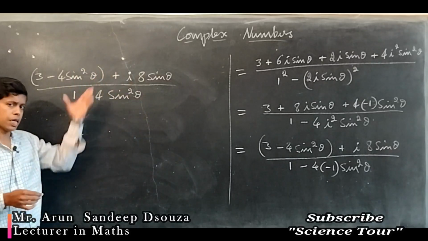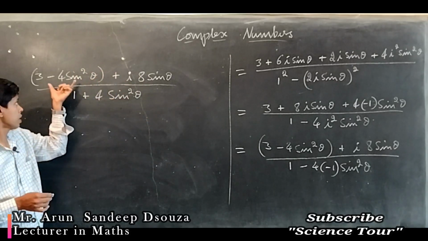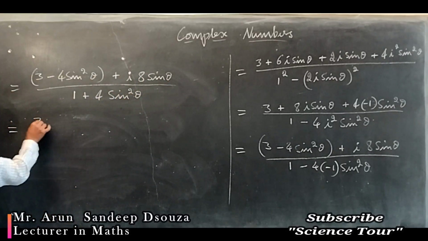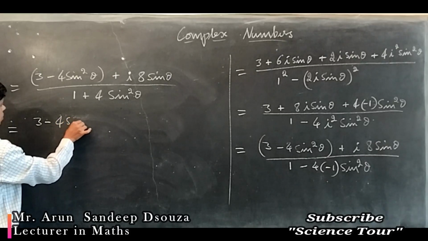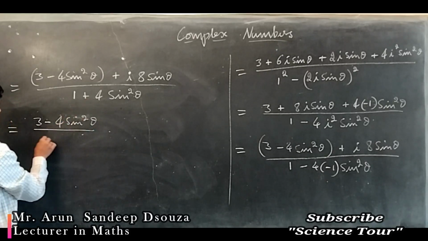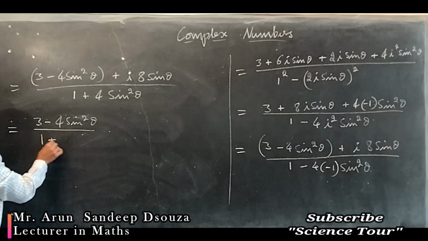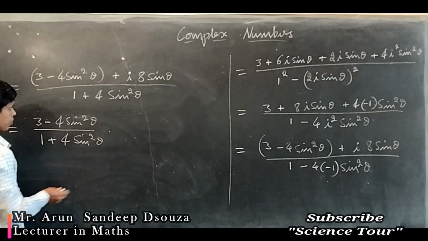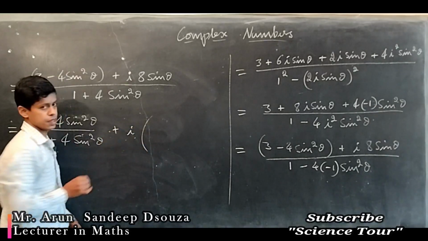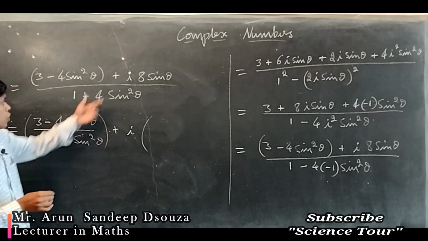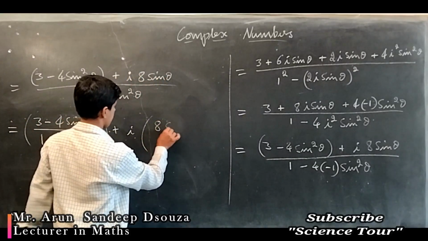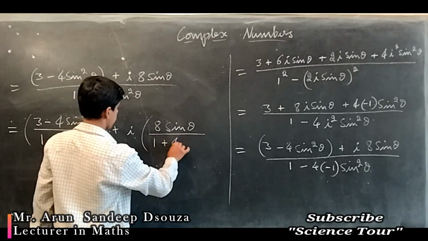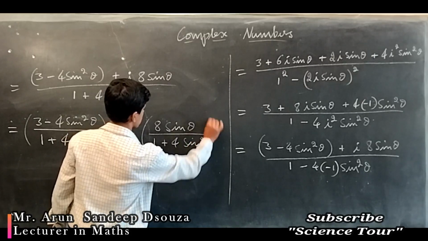Separate the real part and the imaginary part. So take the denominator for this and take the denominator for this term separately. So 3 minus 4 sine square theta divided by 1 plus 4 sine square theta. Okay, i, now what do you do? 8 sine theta divided by 1 plus 4 sine square theta.